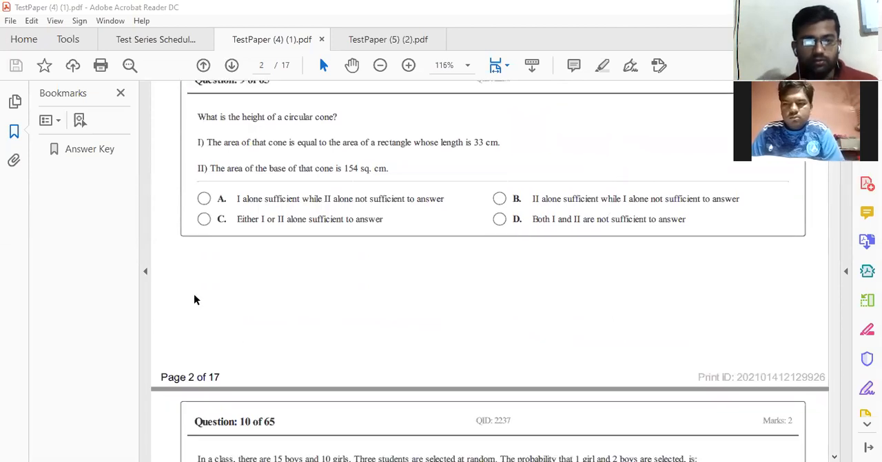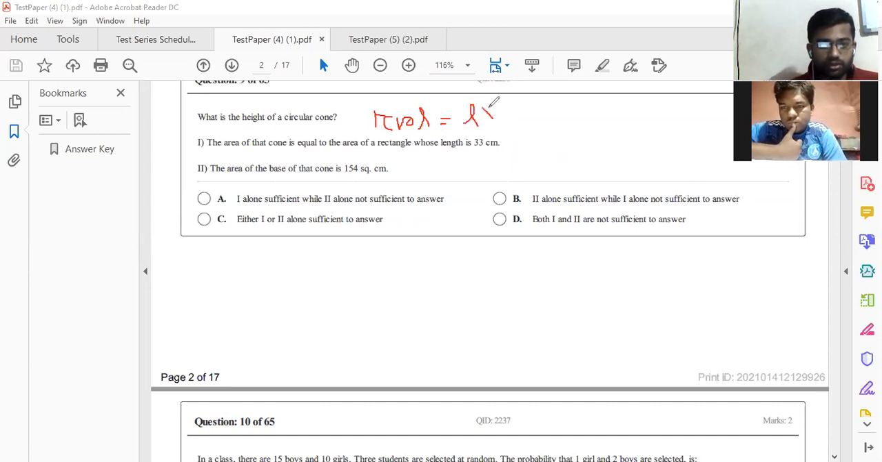What is the height of a circular cone? The area of that cone is equal to the area of a rectangle whose length is 33 centimeters. What is the area of the cone? Let's say the curved surface area of the cone is pi r l. So the area of the cone is equal to the area of the rectangle. What is the area of a rectangle? L into B.